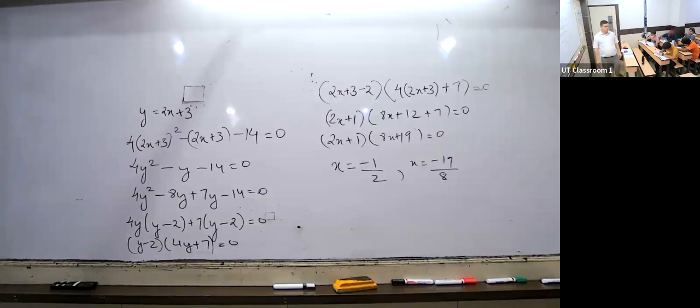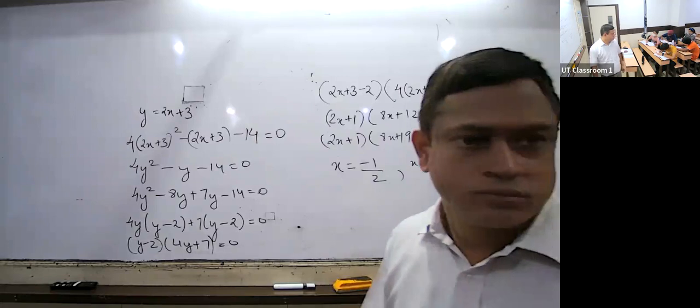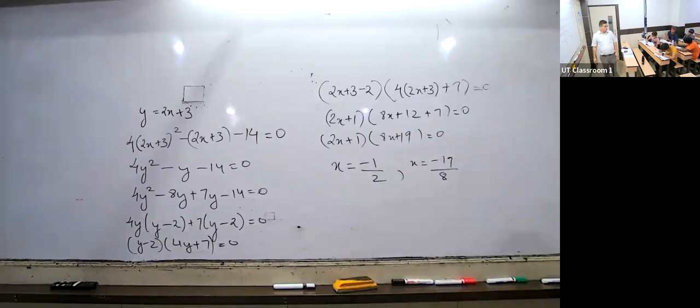Okay. Is it the answer you got? What is the value of y you got? Minus 7 by 4 and 2. So then you substituted? What did you get? x is equal to 5 by 8. What are the values you got? x is equal to 5 by 8 and x is equal to 5 by 2.